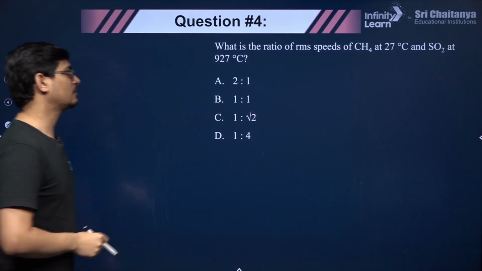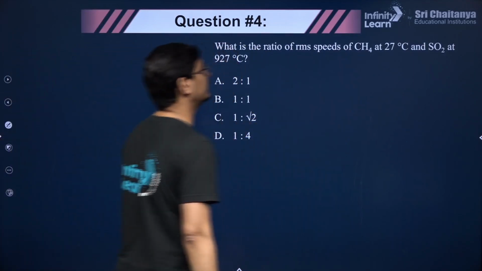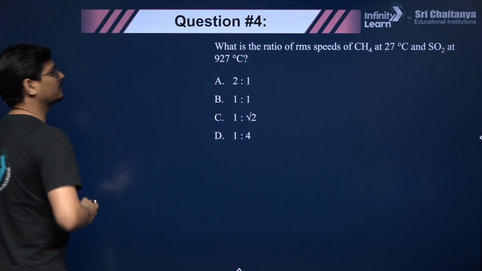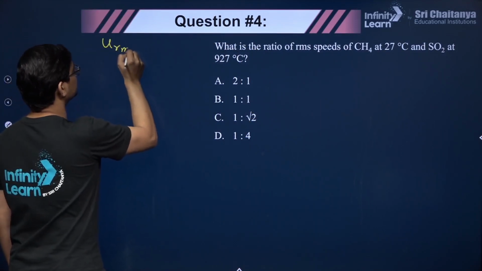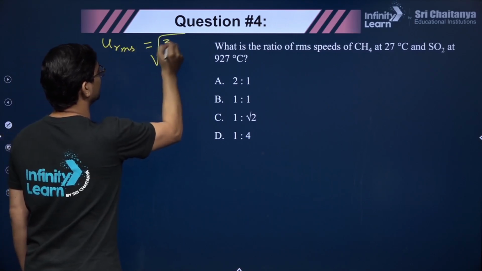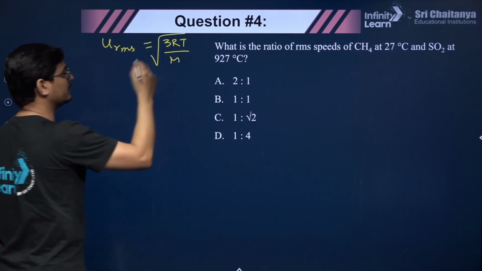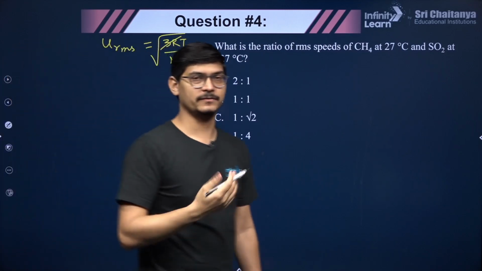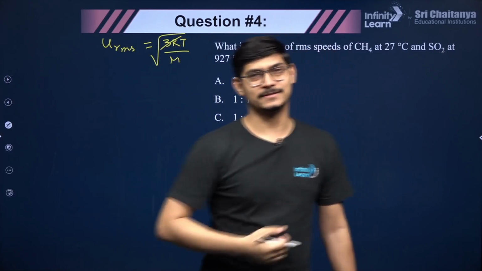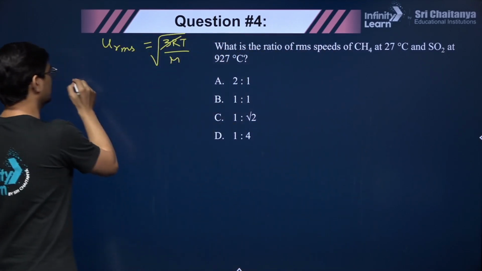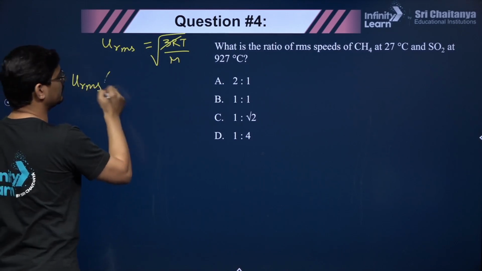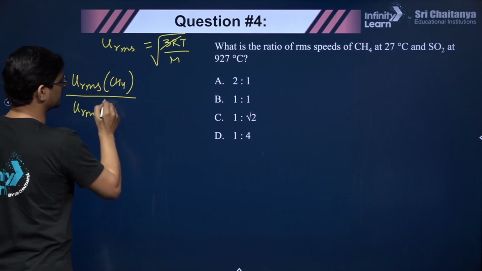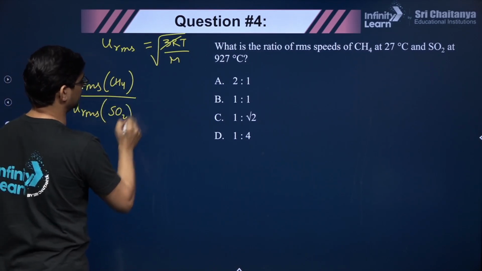For example, this question: what is the ratio of RMS speed of methane at 27 and sulfur dioxide at 927? Let us first make the ratio. RMS speed is under root 3RT by m. Please remember, when you are making the ratio, 3R will cancel because it is a constant. Whenever you make the ratio of two things, constants cancel. So how will I write it? The RMS speed of methane divided by the RMS speed of sulfur dioxide.